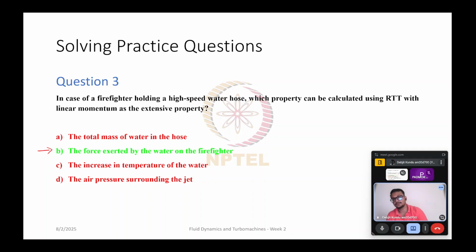So, coming back to the question at hand, if we do conserve linear momentum, we would be able to compute the force exerted by the water on the firefighter.